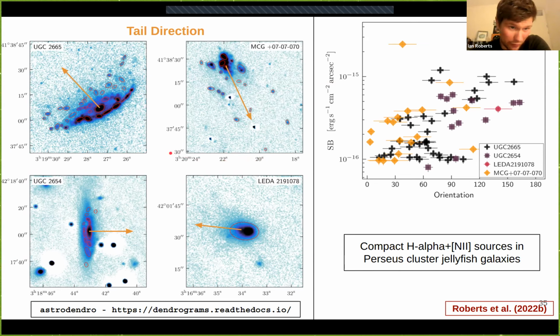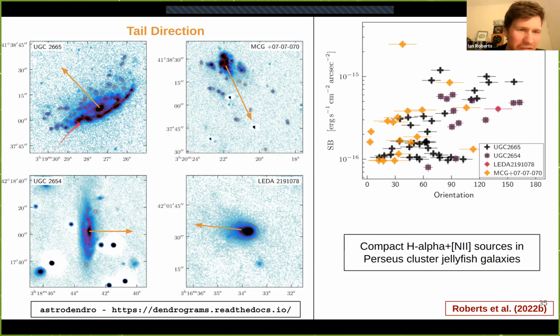So these are the H alpha images, continuum subtracted, for these 4 jellyfish galaxies I'm showing here on the left. And then we've identified compact H alpha sources using the Astrodendro code, which was developed in Canada, in Erik Rosolowsky's group. It decomposes these images into a dendrogram, sort of like a tree structure, and we're taking the leaves, so to speak, of this dendrogram as these compact H alpha sources. So it's just a hierarchical way of identifying sources in images.